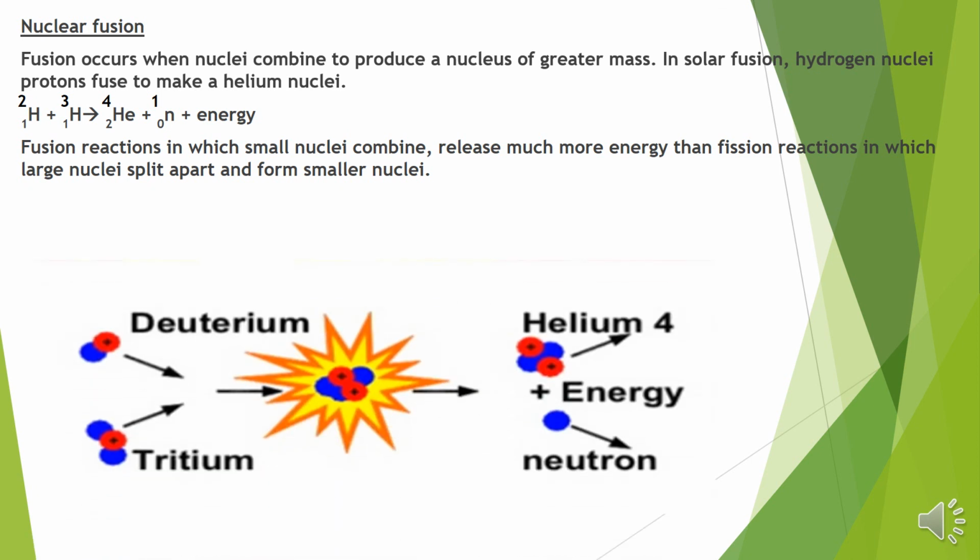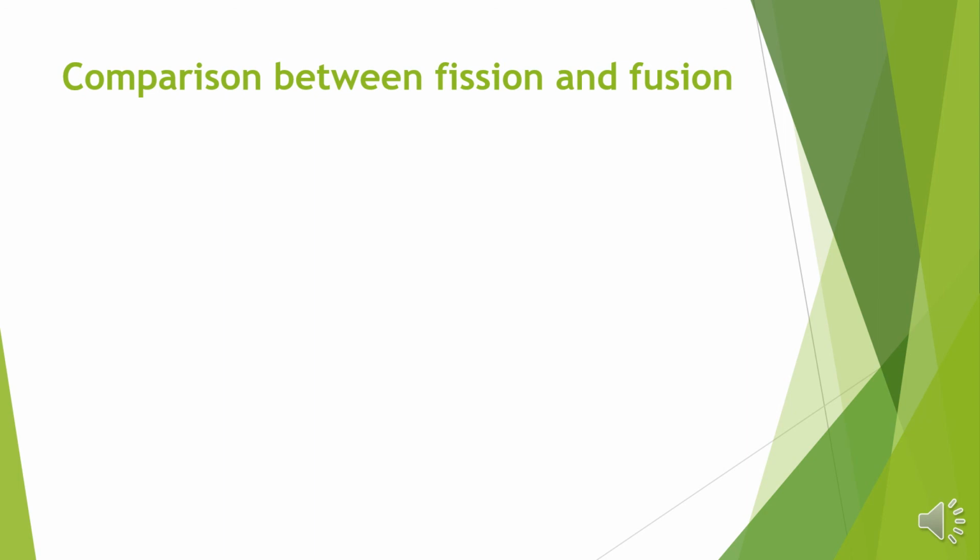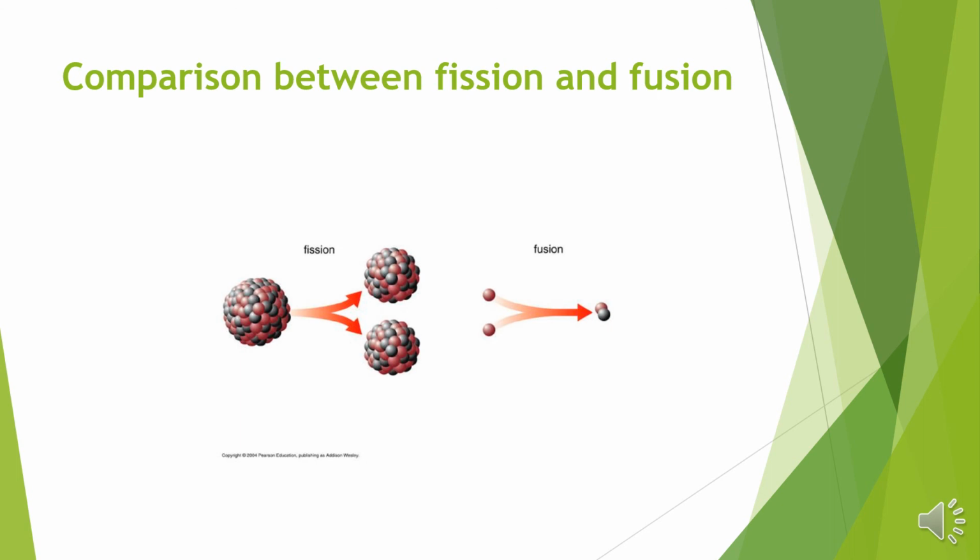So here we have the deuterium, which is H 1, 2, combined with tritium, which is H 1, 3. They combine together to give helium 2, 4 plus a great amount of energy plus a neutron. Now, how can we make a comparison between fission and fusion? In fission, one nucleus splits into two nuclei with a great amount of energy, while in fusion, two nuclei combine together to form one nucleus.